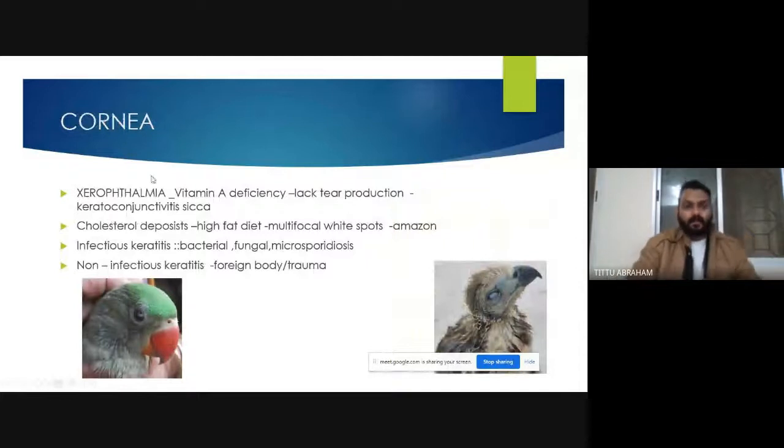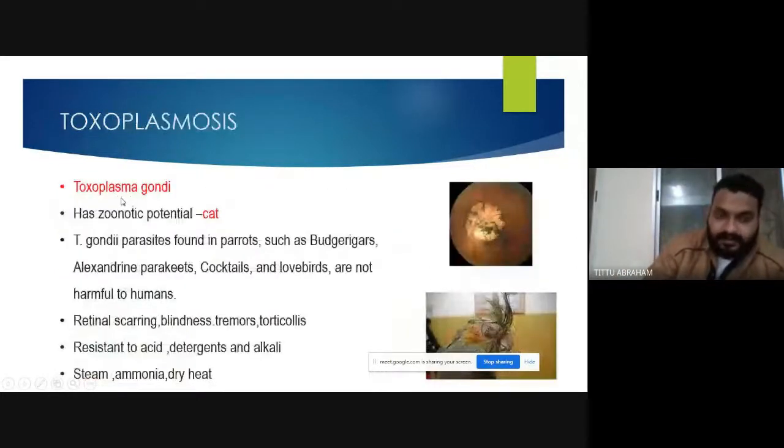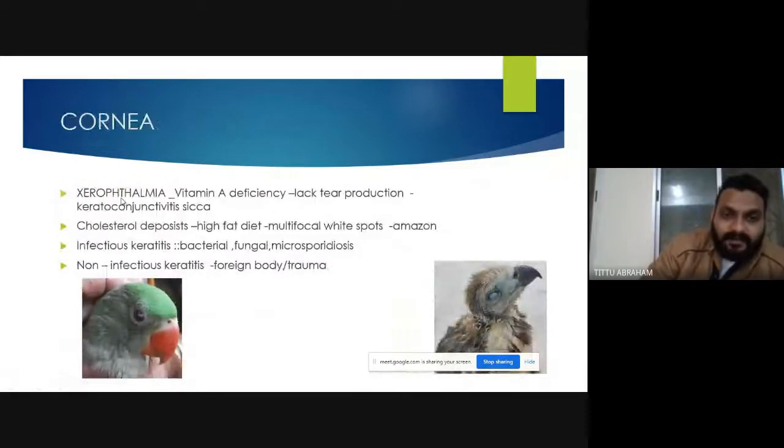Next one is affection of the cornea, the outer layer. So most common is xerophthalmia. It is caused due to vitamin A deficiency, and it causes lack of tear production, and it will become keratoconjunctivitis sicca, KCS it is called. So the cornea becomes dry. That is why it will become white in color. And if you don't supplement proper lubricants, it is very difficult to get it back. This is keratitis. You can see this white coloration.